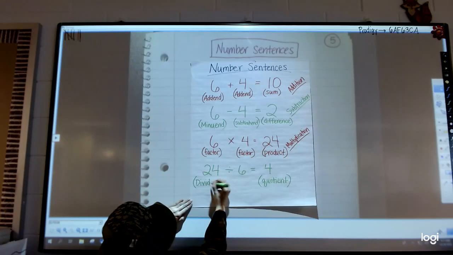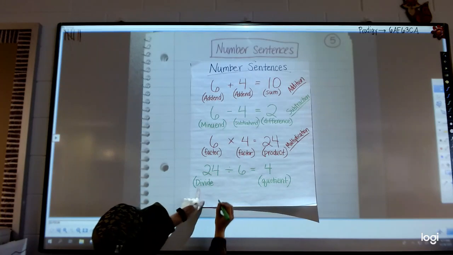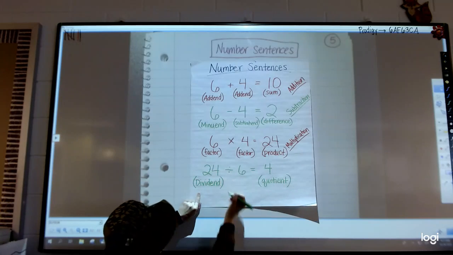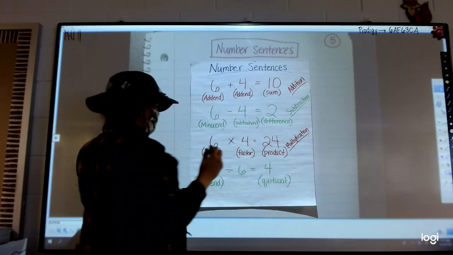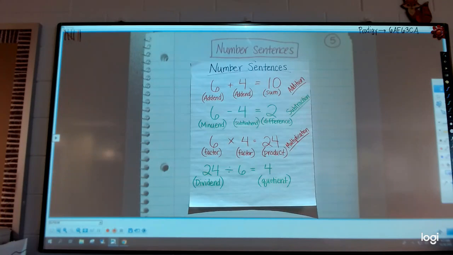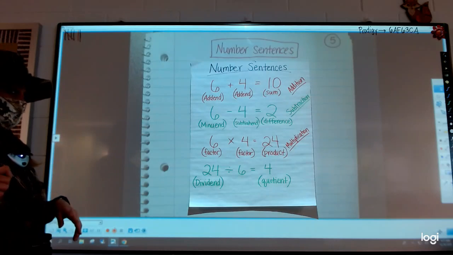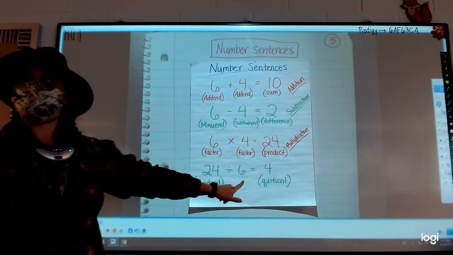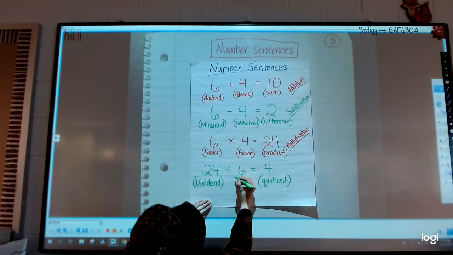Okay, so look, it's divide with an ND on the end. Dividend. So the largest number in your division problem is your dividend. The number that you are dividing it by is called your divisor. Divisor.